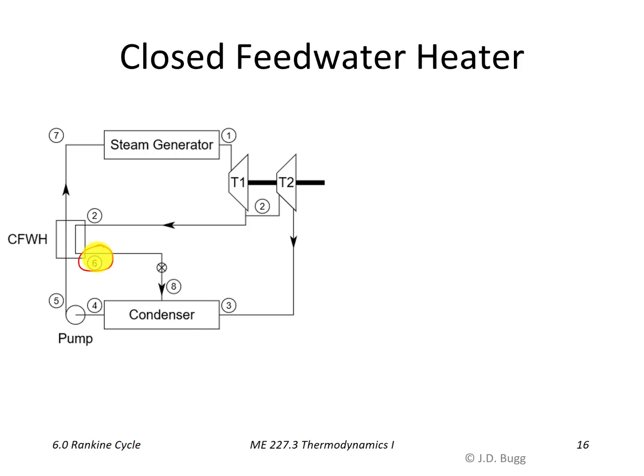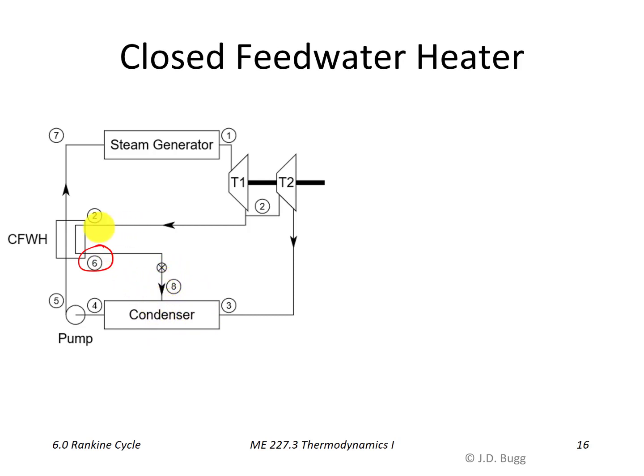A closed feed water heater has 2 inlets and 2 exits. Now this extraction is still happening at some intermediate pressure between the condenser pressure and the steam generator pressure. So the pressure in this line is still higher than the condenser pressure. So what is done is that it's trapped, or it goes through what is called a steam trap, into the condenser. Now a steam trap we can just think of as a throttling valve. So this is just a pressure drop across this to get into the condenser.